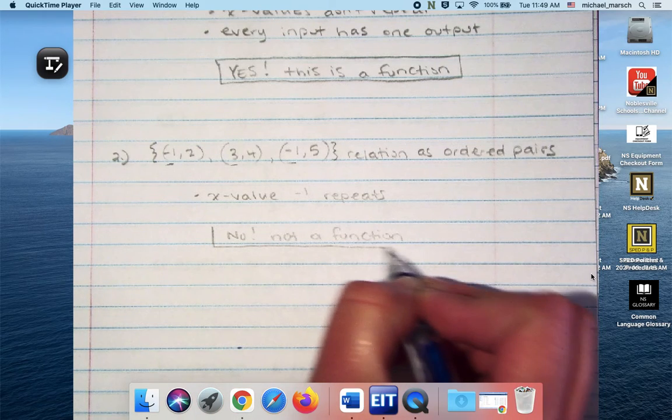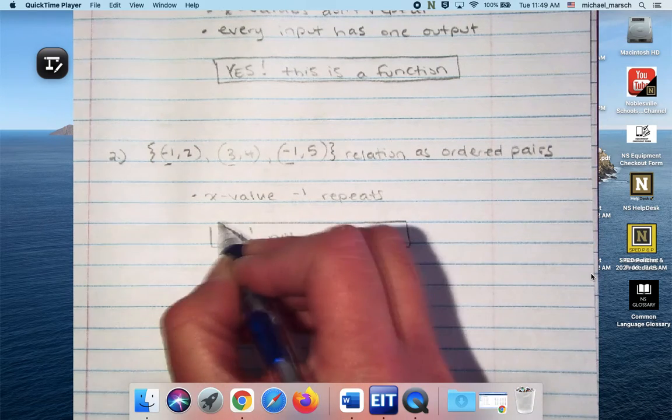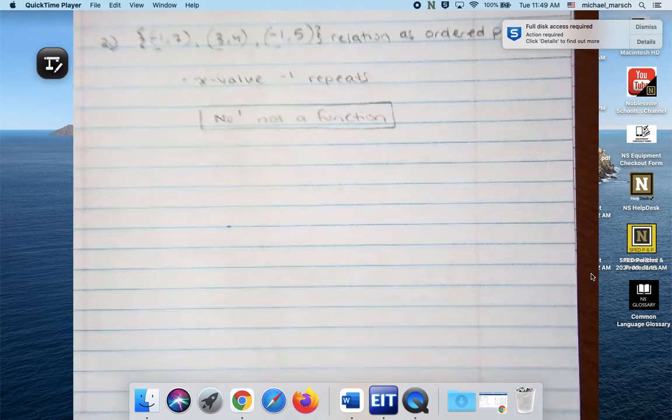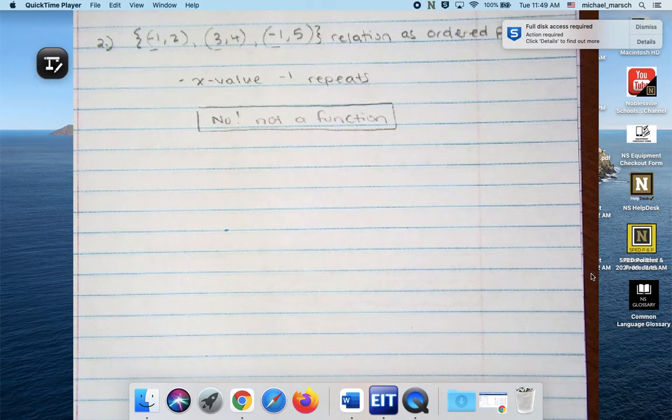Guys, on your quiz for this, it'll literally be a set like this, and it'll be like function or not a function. When is the quiz? What day is it today? Today is the 30th. So probably end of next week, like the 9th or the 10th.